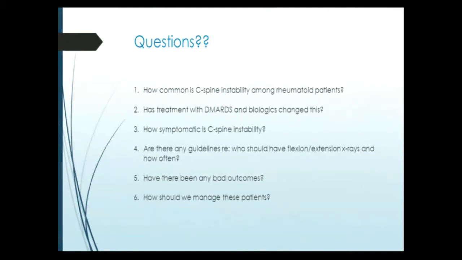How symptomatic is it? When people say on the consults, well, they could move their head around and there was no numbness and tingling in the shoulders or the arms, does that matter? Are there any guidelines for us as to who should have imaging? And then how often should they have it? Every 5 years, every 10 years? If they need it, how often do they need it? Have there been any bad outcomes? Has anybody intubated somebody and they've become a quad from this or killed them because of atlantoaxial settling? And how should we manage these patients? I'm going to say right up front, I didn't find the answers to a lot of these questions because the information just isn't out there, which is interesting.